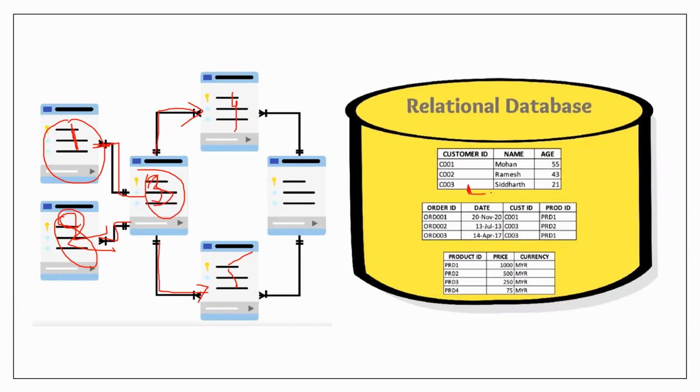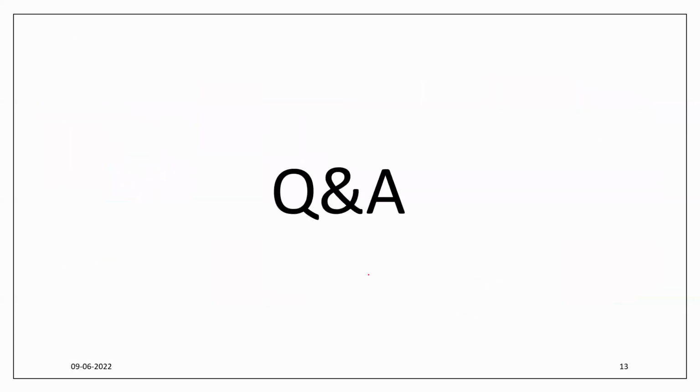If you see customer ID, this is the customer table, this is the order table, this is the product table. The customer table has a relation with the order table through the customer ID column. In the same way, the order table has the product ID column related to the product ID in the product table. Yesterday we discussed these things in depth. You can go through that video.